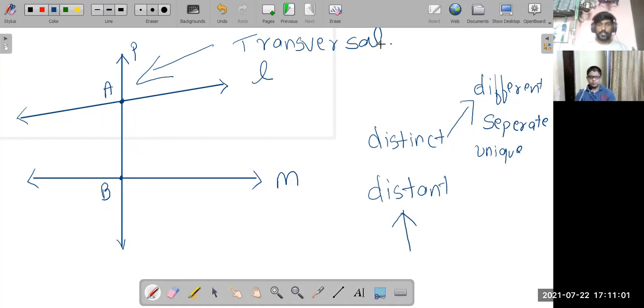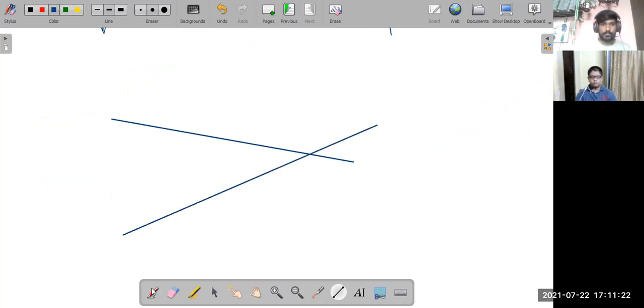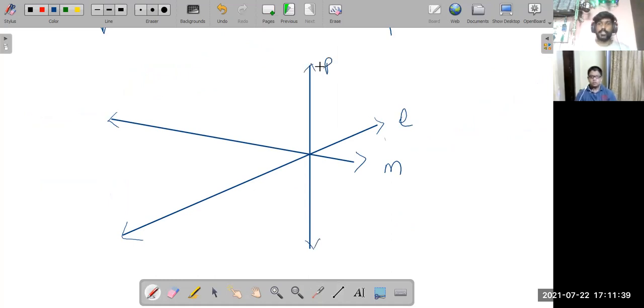So what is the definition of transversal? A line which intersects two other lines at two distinct points, that line is called the transversal. Okay, now I'll draw one figure and you tell me whether that is a transversal or not. Is line P a transversal? Yes or no?